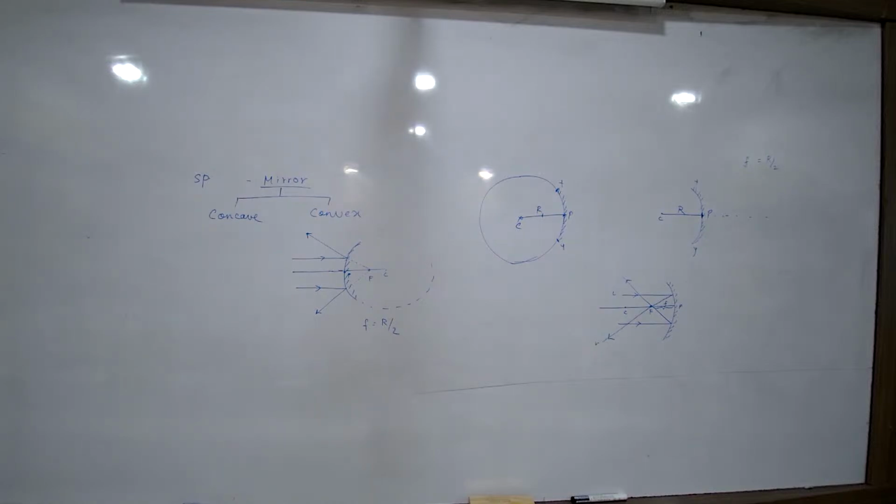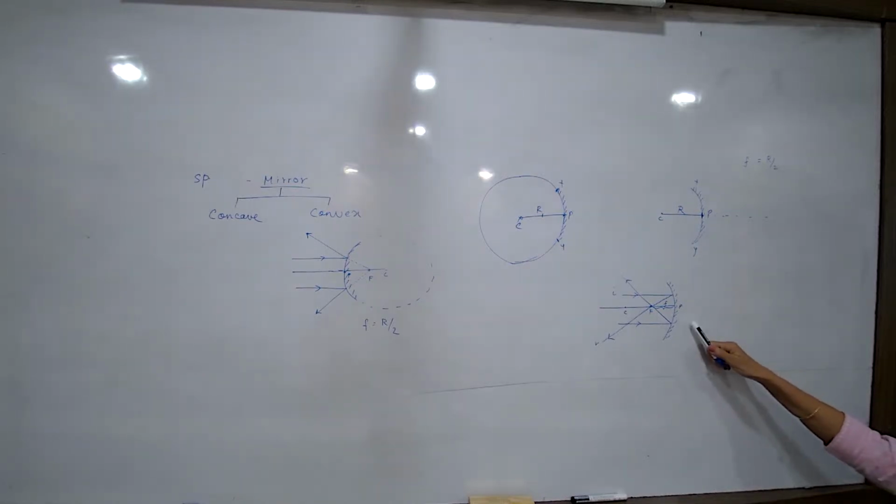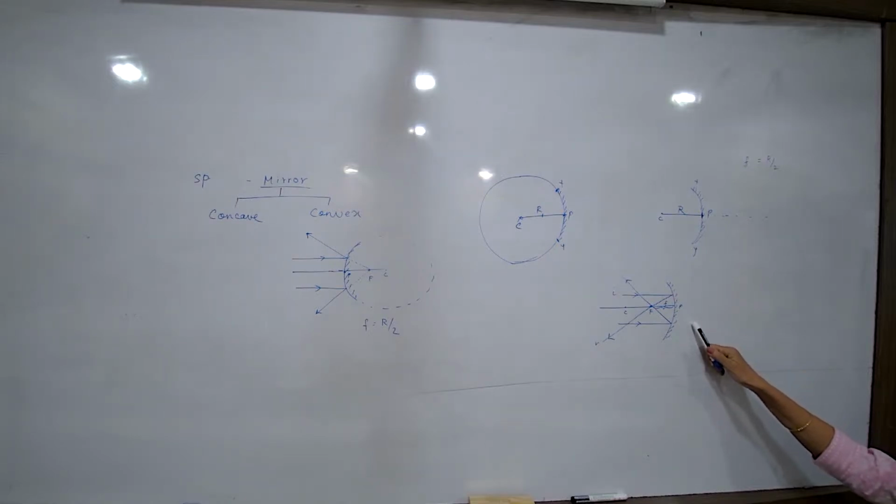Similarly, observe. Underline that. Define the focus of the concave mirror. So what will you write? When many rays parallel to the principal axis fall on a concave mirror, they meet at a point which is called the focus.